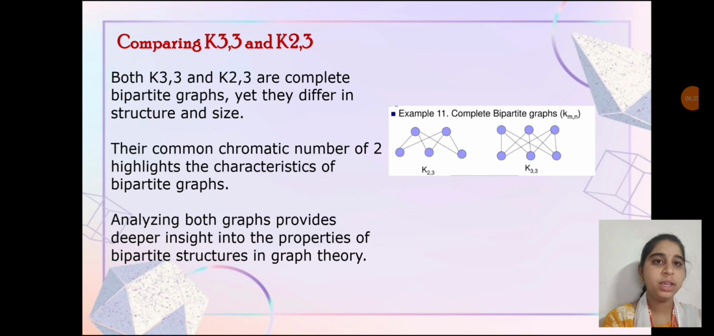Now we are comparing K33 and K23. Both K33 and K23 are complete bipartite graphs, yet they differ in structure and size. Their common chromatic number of 2 highlights the characteristics of the bipartite graphs. Analyzing both graphs provides deeper insight into the properties of bipartite structures in graph theory. Here we can see the complete bipartite graphs of K23 and K33. The structure is different, but the chromatic number is 2 for both.